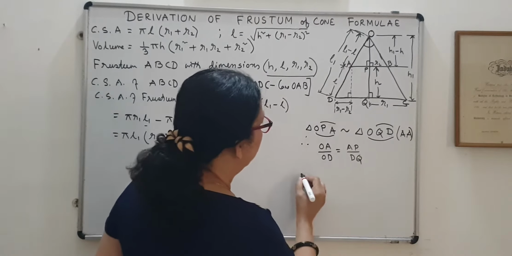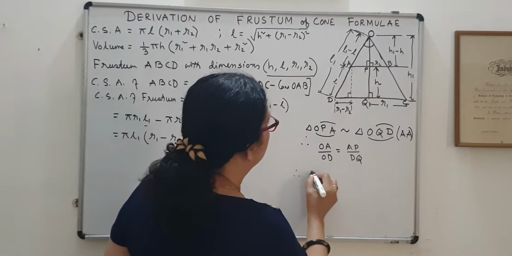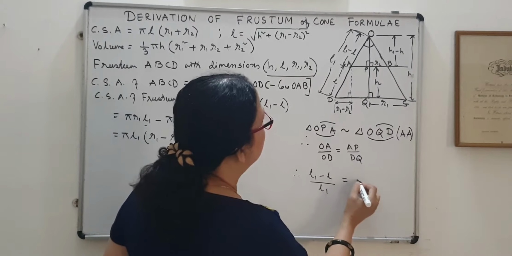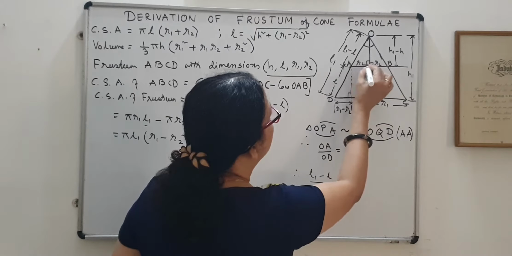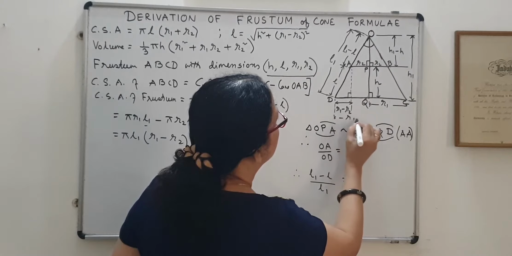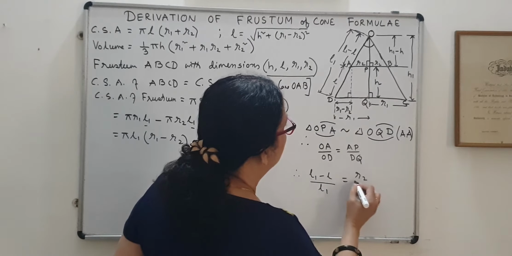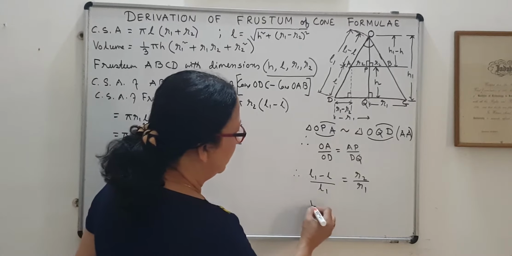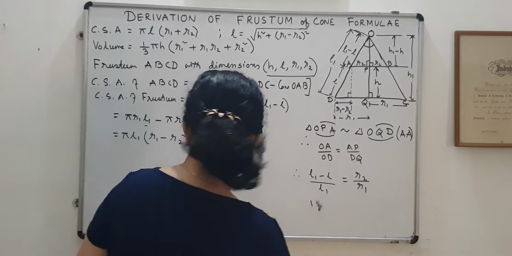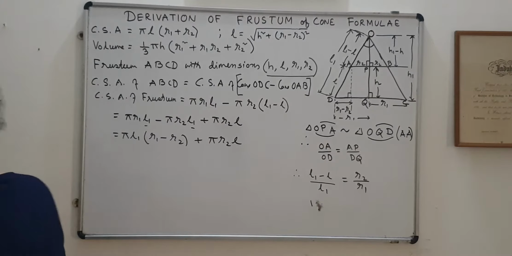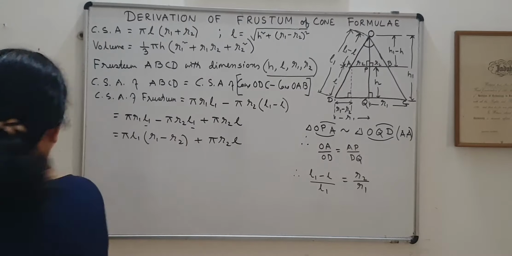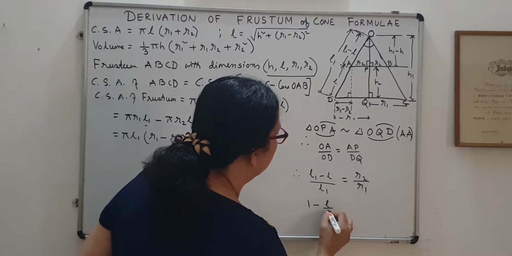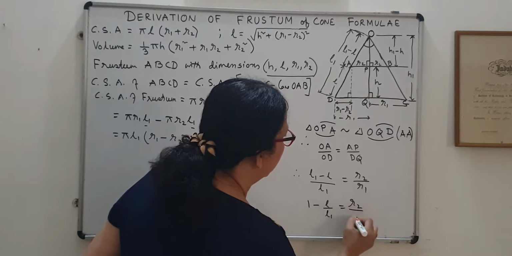Okay, so OA now, therefore OA is your L1 minus L, OD is your L1, AP is your R2, this is also R2, and O is your R1. So R2 by R1. So now I will simplify. L1 by L1 is 1. If I split into terms, that is 1 minus L by L1 is R2 by R1.